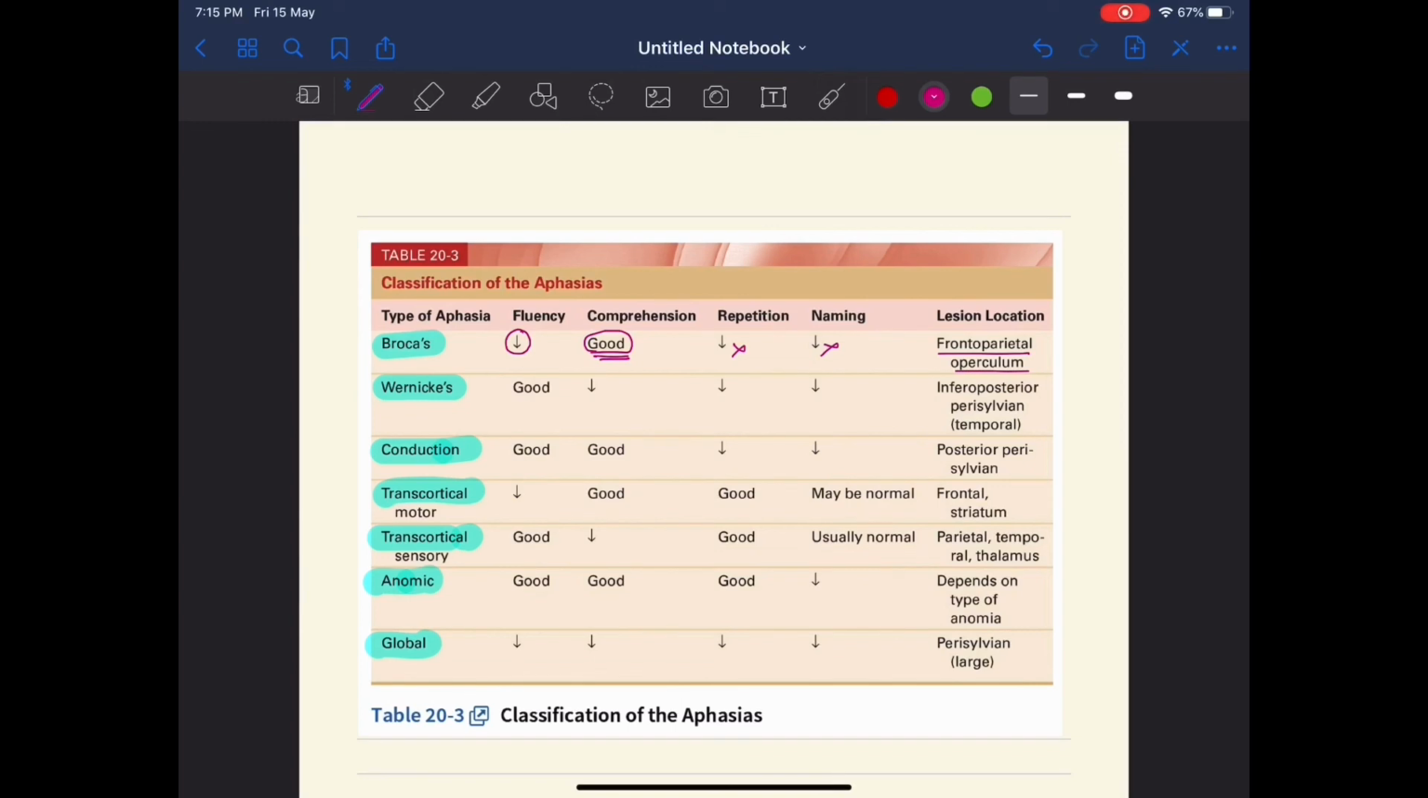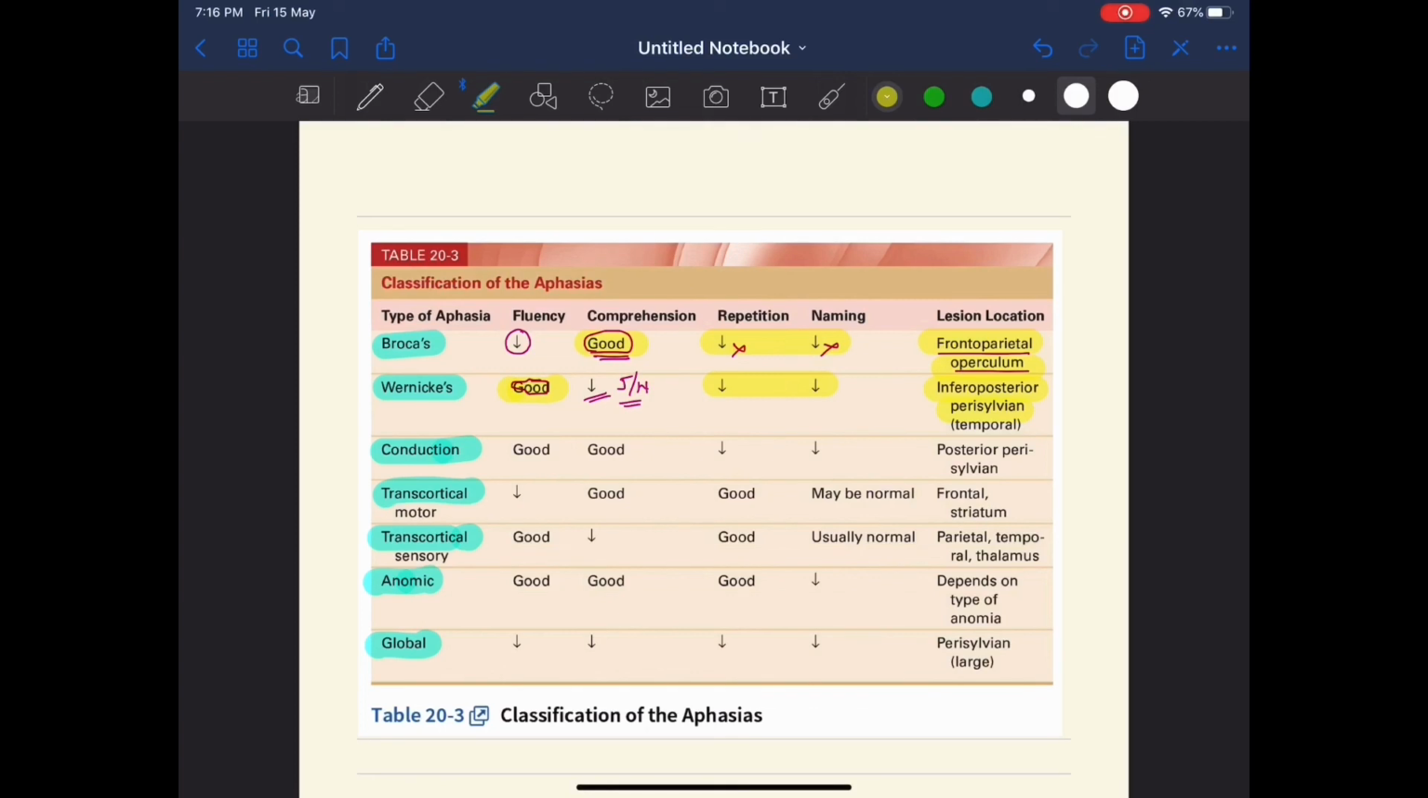That is important. In Wernicke's it is the opposite. The fluency is quite good. In Wernicke's the comprehension is decreased because there will be jargon speech and neologisms, so comprehension will be hampered, while in Broca's it was good. So these are the two important points. Repetition and naming are hampered in both Broca's as well as Wernicke's. This is the inferior parietal parasylvian region, and that is the frontoparietal operculum.